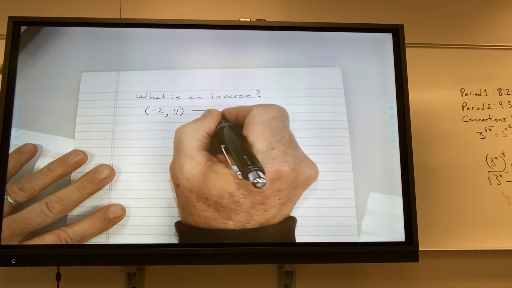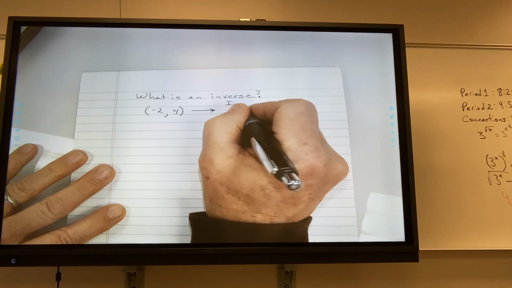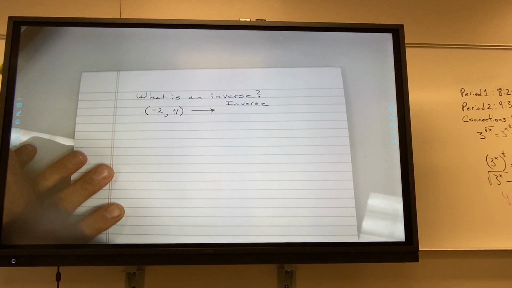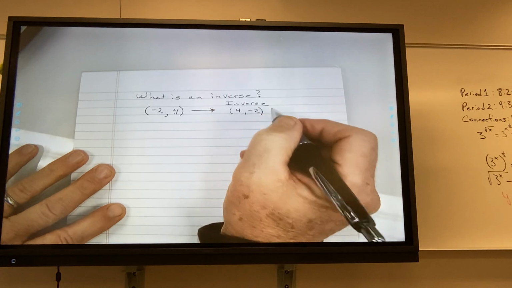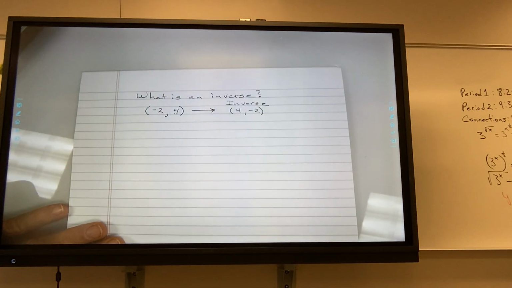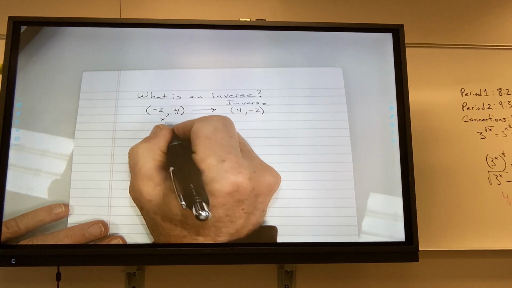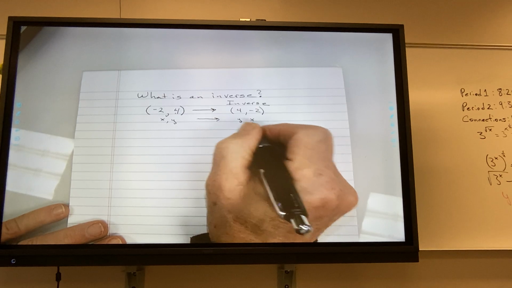This has an inverse. Does anybody know what the inverse is? (4, -2). It is (4, -2). Okay, so what did you do? Just flip them around. What did you flip around? The x and the y values. Okay. So over here I have (x, y), and then over here it became (y, x), correct? Yep.